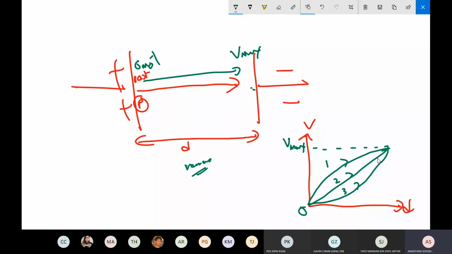Okay, I got an answer. One of your friends is saying what? It's 2. So one of you said it's 2 because you said constant acceleration. Okay, yeah, it's a constant acceleration, therefore it should be a straight line. Yes, constant acceleration will yield a straight line if you plot v versus t, time. But this is v versus displacement. V versus time, yes, is going to be a straight line.